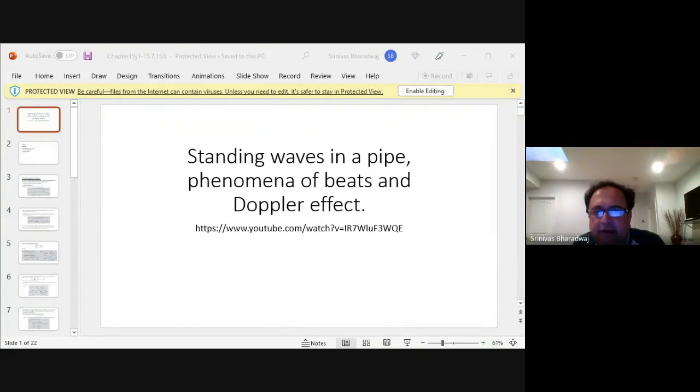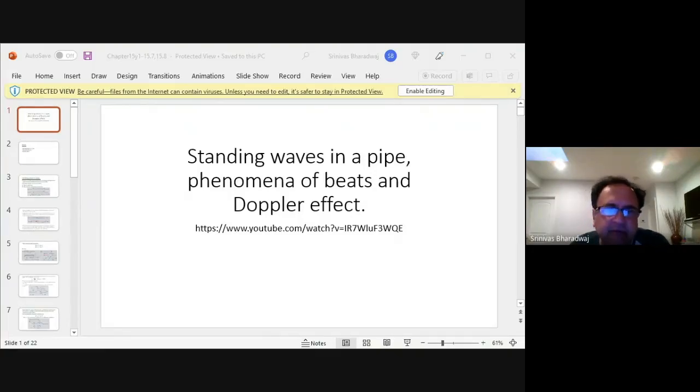So you can see here, it's from here to here. But when you have an end correction, it goes a little bit outside, 0.6 r units. The open end of the pipe happens there.